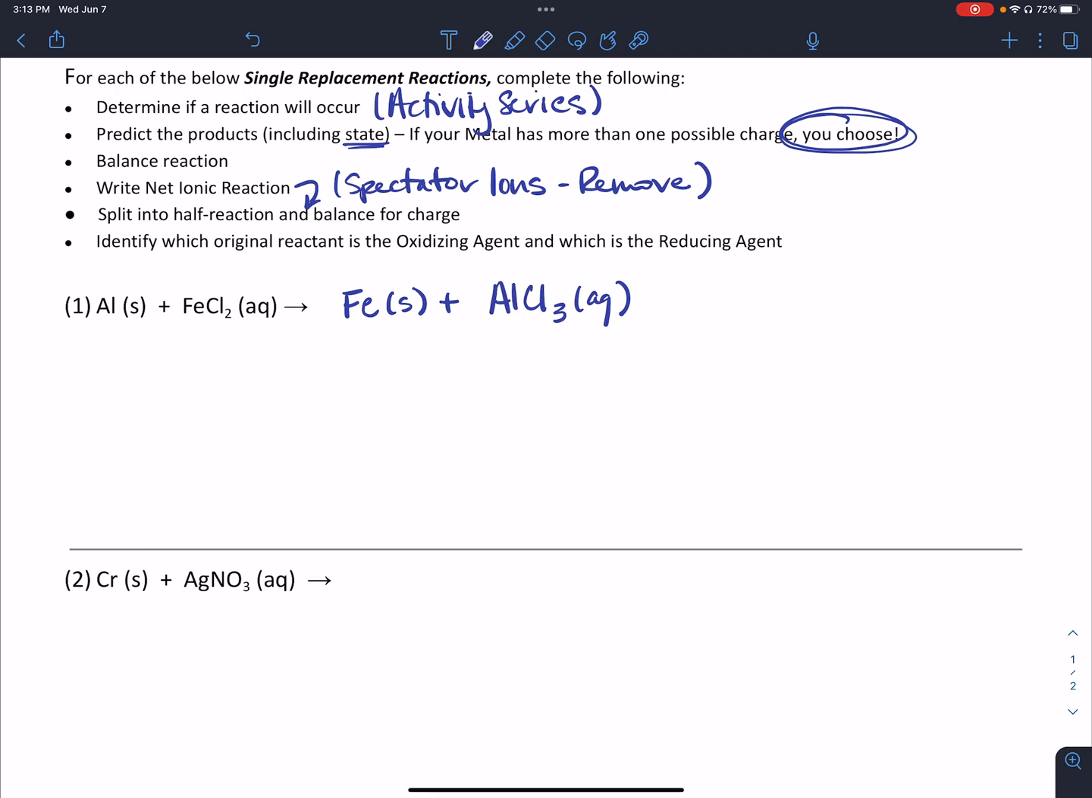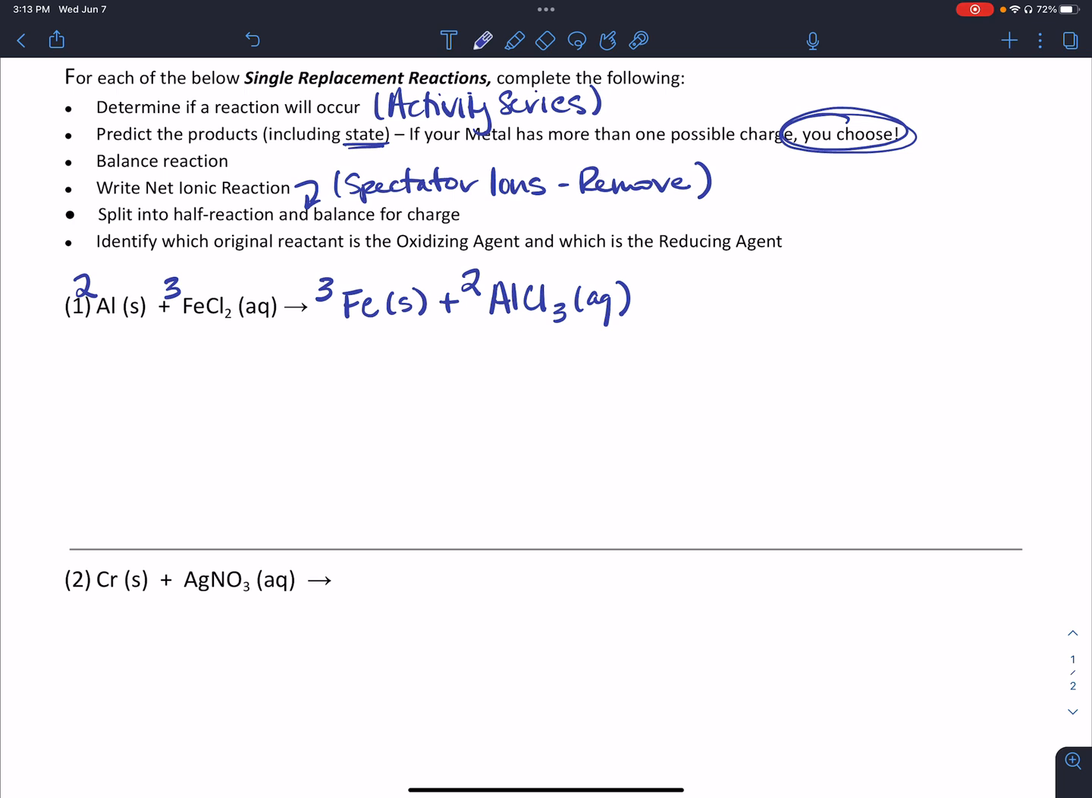All right, I check for balancing. If I look, oh, my chlorines aren't balanced. So I'm going to need 3 of my iron(II) chlorides and 2 of my aluminum chlorides, which means I'm going to need 2 aluminums and 3 iron. So there's my balanced chemical reaction.